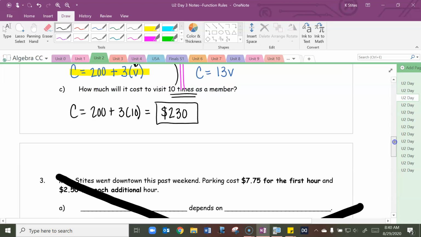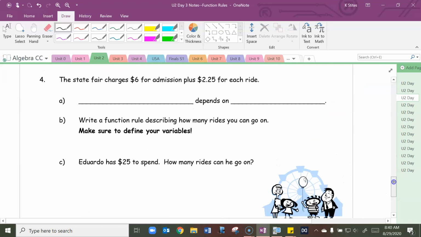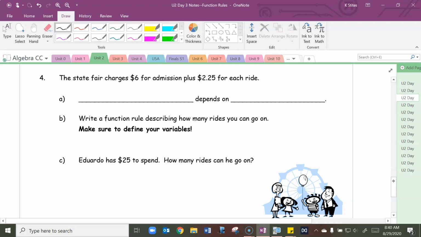All right, if you flip the page, we are going to skip problem number 3, and we're going to come on down to problem number 4. The state fair charges $6 for admission plus $2.25 for each ride. Okay, again, we want to think about what variables we have in this situation, and just like the ones before it, we definitely have cost, so that's money again. What is the other thing that we're referring to?